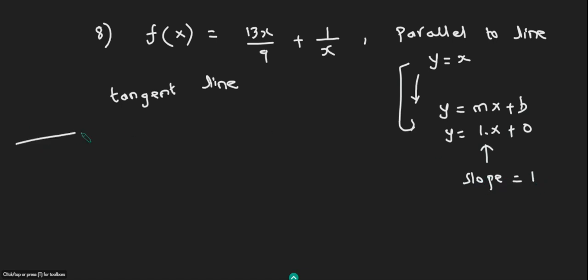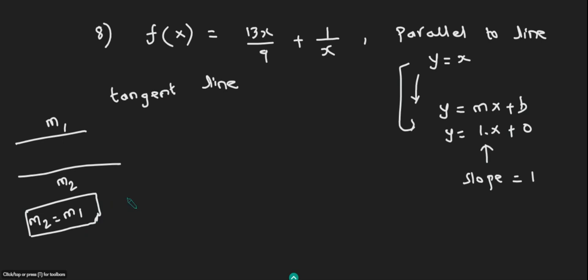Now we should understand the fact that if two lines are parallel, their slopes are equal. That is, if m1 is the slope of one line and m2 is the slope of the other line, then m2 equals m1. So basically the two lines will have the same slope if they are parallel. Similarly, this tangent line is parallel to the line y equals x. So let's find the slope of the curve, which is the slope of the tangent line at the point of contact, and this should also equal 1.